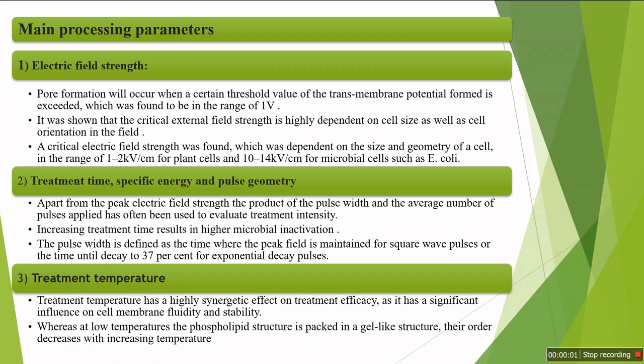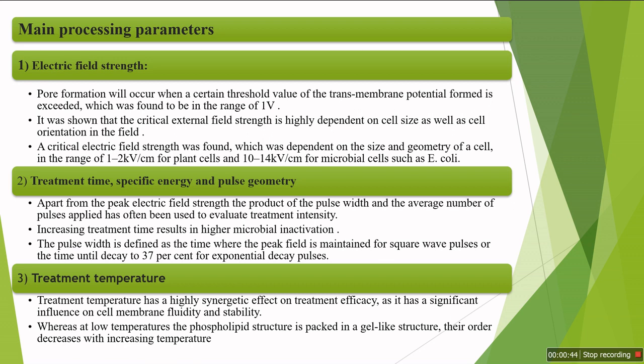Main processing parameters. First one is the electric field strength. Pore formation will occur when a certain threshold value of the transmembrane potential is exceeded, which was found to be in the range of 1 volt. It was shown that the critical external field strength is highly dependent on cell size as well as cell orientation in the field. A critical electric field strength was found, which was dependent on the size and geometry of a cell, in the range of 1 to 2 kilovolt per centimeter for plant cells and 10 to 14 kilovolt per centimeter for microbial cells such as E. coli. And the second one is the treatment time, specific energy, and pulse geometry.